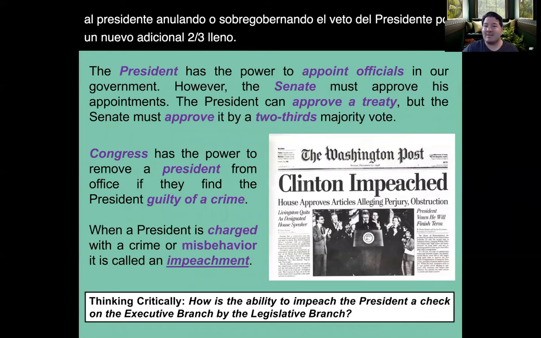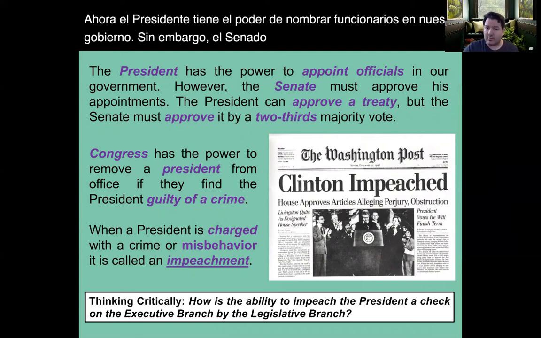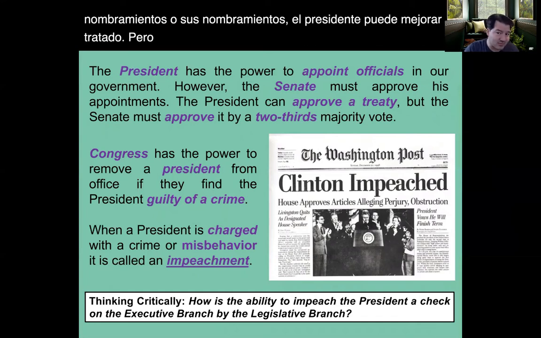Now, the president has the power to appoint officials in our government. However, the Senate must approve all of his or her appointments. The president can approve a treaty, but the Senate must approve it by a 2/3 majority.